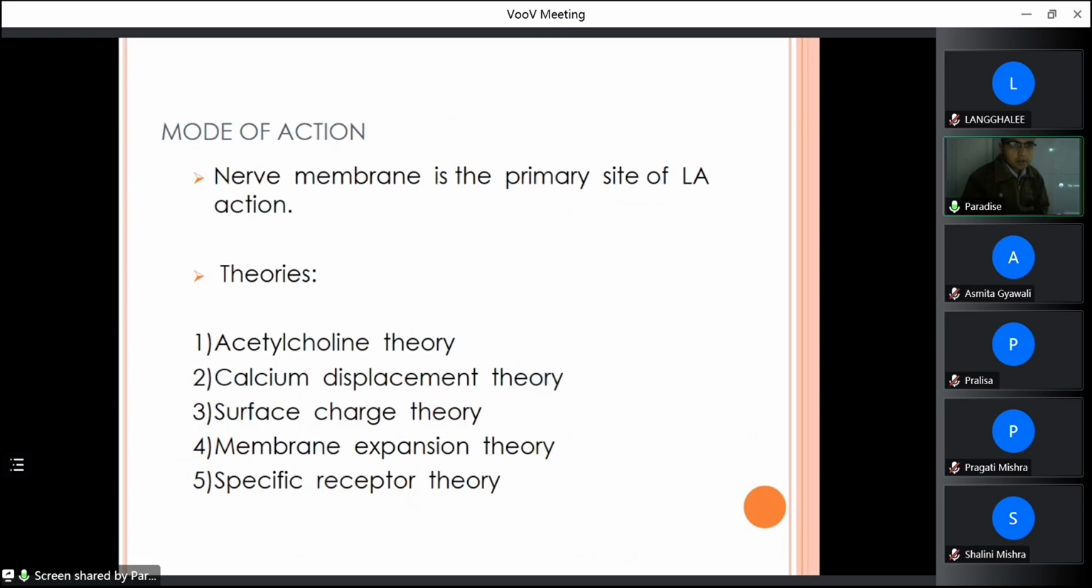Mechanism of action. The nerve membrane is the primary site of local anesthetic action. There are 5 theories to explain the mechanism of action of local anesthesia. Among them, only the specific receptor theory is widely accepted. And there is the membrane expansion theory, which explains the mechanism of action of benzocaine. The other 3 theories are not accepted. You only have to know the names. The theories are acetylcholine theory, calcium displacement theory, surface charge theory, membrane expansion theory, and specific receptor theory. Only the specific receptor theory is widely accepted, and it explains the mechanism of action of local anesthetic agents.